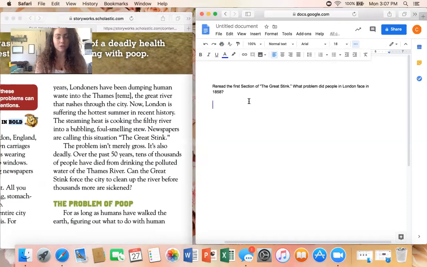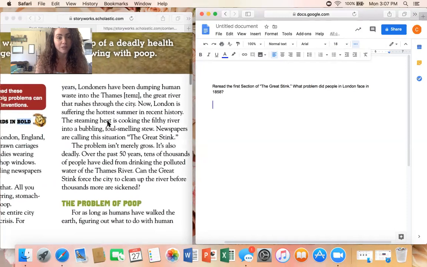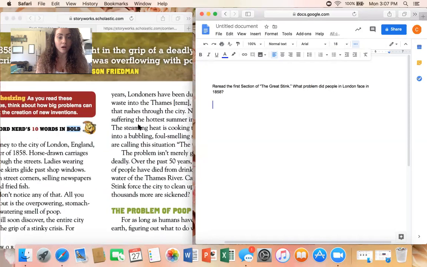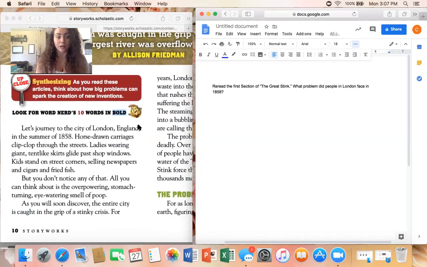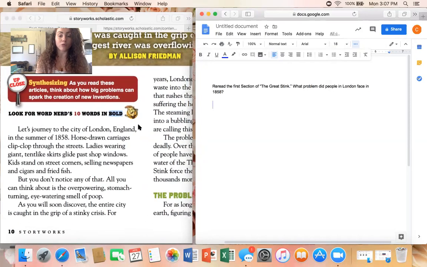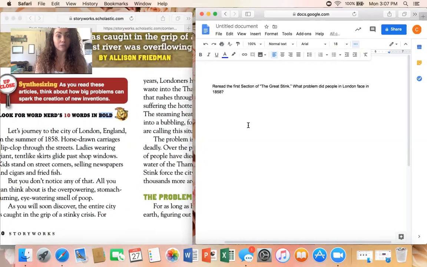All right, so let's go through and answer my question now. I spotted a couple pieces of text evidence here. I'm sure you did as well as we were reading through. But I'm going to be first thinking about my restate. So I did my restate in blue. I'm looking at my question. Reread the first section of The Great Stink. That just tells me what to read. I'm not going to write that.